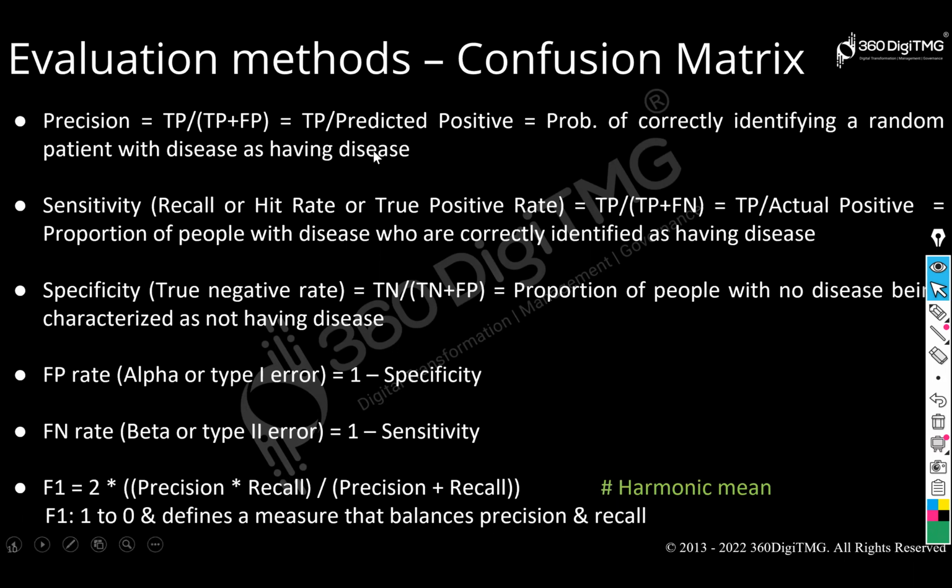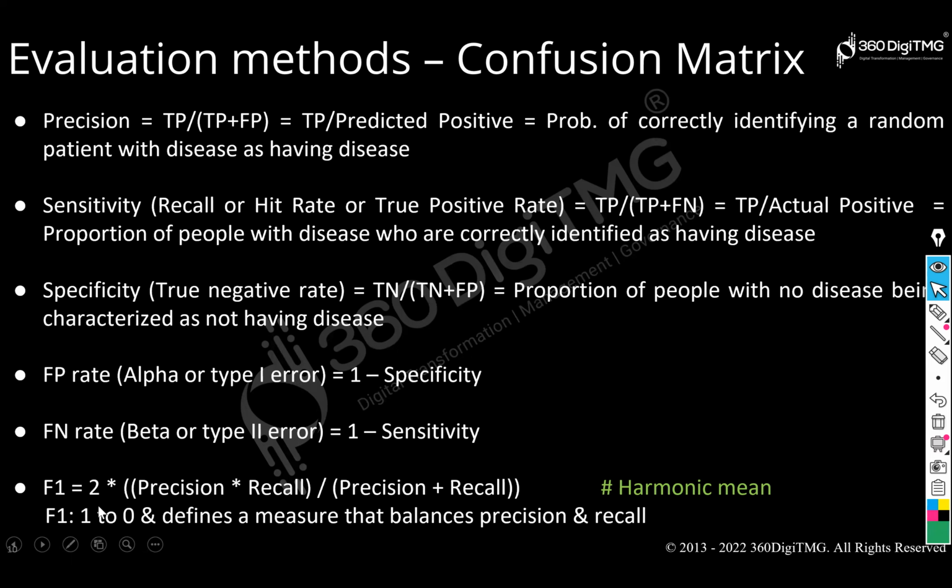Evaluations for categorical data. Then sensitivity is also there: true positive by true positive plus false negative. Specificity is also there, the true negative rate: true negative by true negative plus false positive. Proportion of people with no disease being characterized as not having it. Then false positive rate is 1 minus specificity. False negative rate is 1 minus sensitivity.